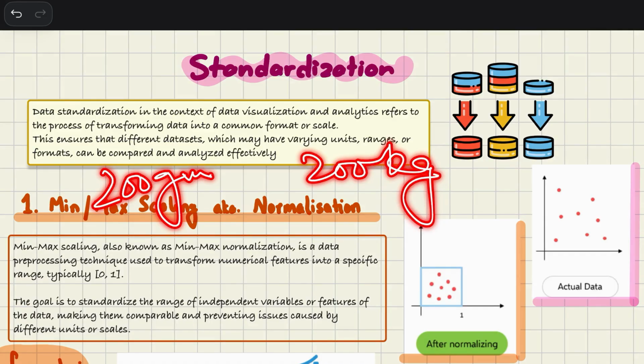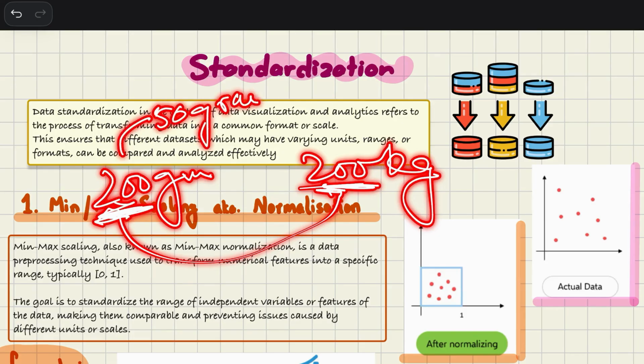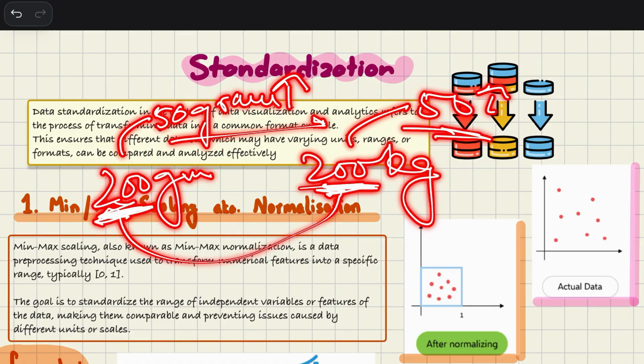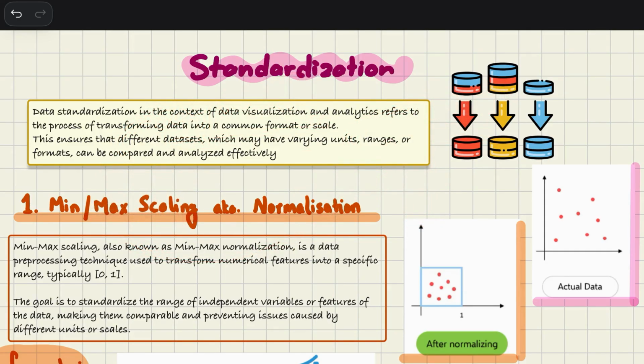But if you just look at the raw number, it is 200 versus 200, right? Your computer thinks they are exactly the same size. But if the apple gains 50 grams, that is massive. Oh my god, giant apple. And if the elephant gains 50 grams of weight, it is completely unnoticeable, right? So standardization is like converting both of them onto a common scale.